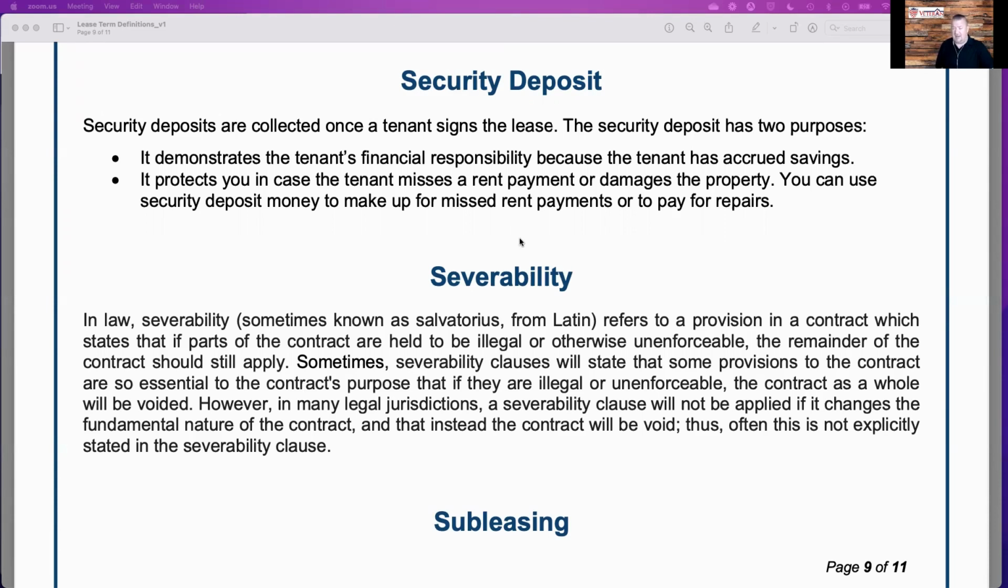Depending upon your state, you allocate in the security deposit clause what your deposit can be used for, what repairs and what charges and so forth. But definitely make sure you keep track of how much the security deposit is.